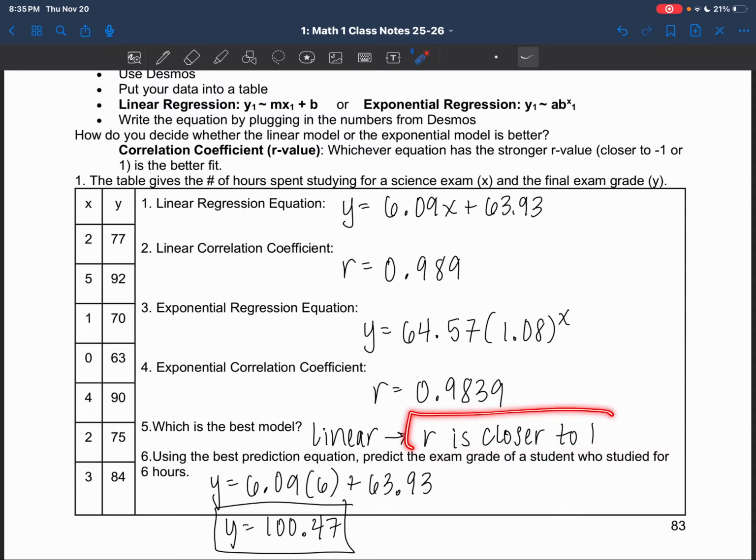So this is new in the fact of new information. Because if you look here and you look here, linear is closer to 1 than exponential. So this one, linear, would be the best model. And then using the prediction, predict the exam grade of someone who studied for 6 hours. So wherever you see X, you're going to plug in 6 instead.